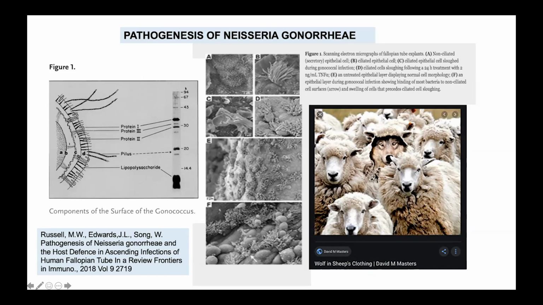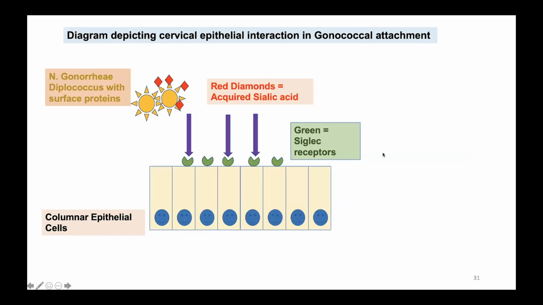And this is a picture pulled from the internet to remind you that the gonococcus acts like a wolf in sheep's clothing, because here's a diagram showing the diplococcus of gonorrhea with the cell surface proteins. It acquires sialic acids from the host using enzymes from the host, and this sialic acid then interacts with the cell surface receptors, which are Siglecs, sialic acid recognizing lectin-like receptors on the surfaces of the columnar epithelial cells of the endocervix.